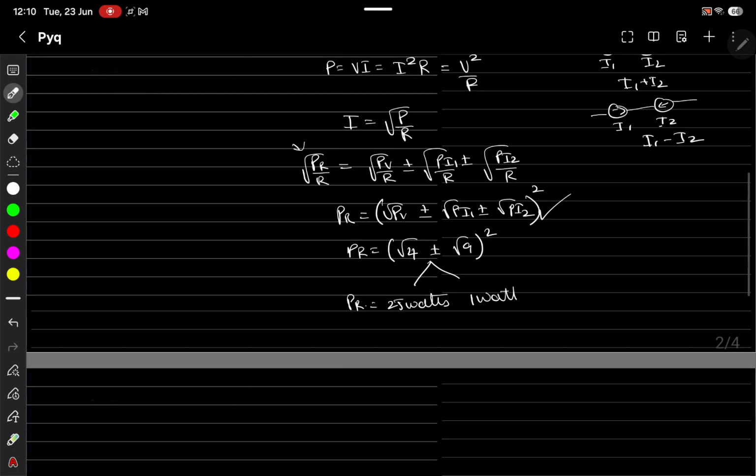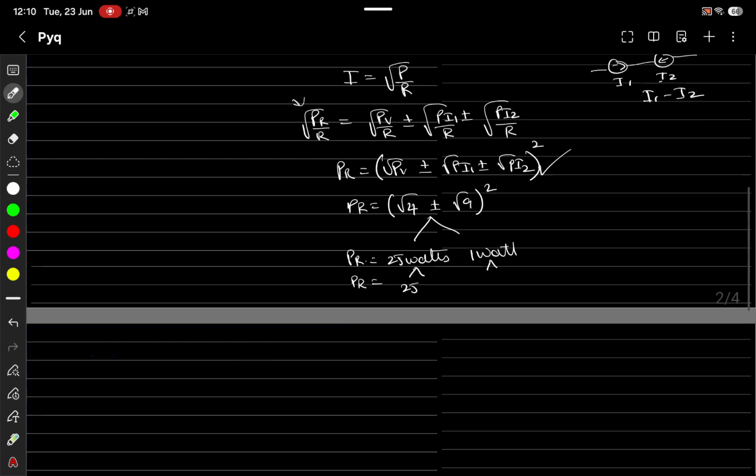So if both sources are supporting each other, we will get 25 watts. If they are opposing each other, then we will get 1 watt. Based on the question, we need to decide, but here we cannot comment anything because we don't know anything related to that, because the network is a black box.